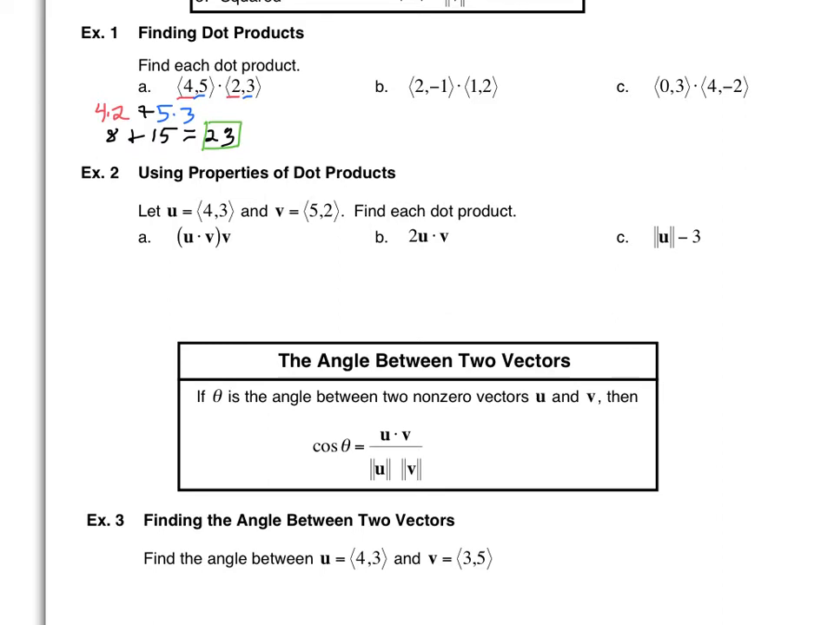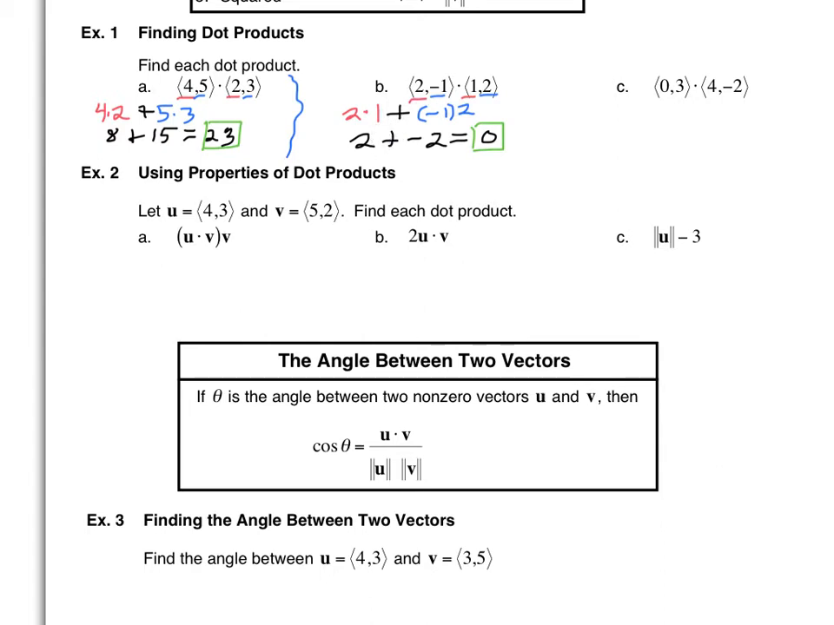Then let's look at B. We're going to do the same thing. I'm going to multiply my x's together, so 2 times 1, plus, always adding, our y's, negative 1 times 2. And I end up with 2 plus a negative 2. What does that equal? 0. Anytime you have a dot product of 0, the two vectors that created that dot product of 0 are very special. So these are going to be very special vectors you'll see later on. Anytime you have a dot product of 0, you'll go, aha, those vectors are special, and we'll discuss what that is in a minute.